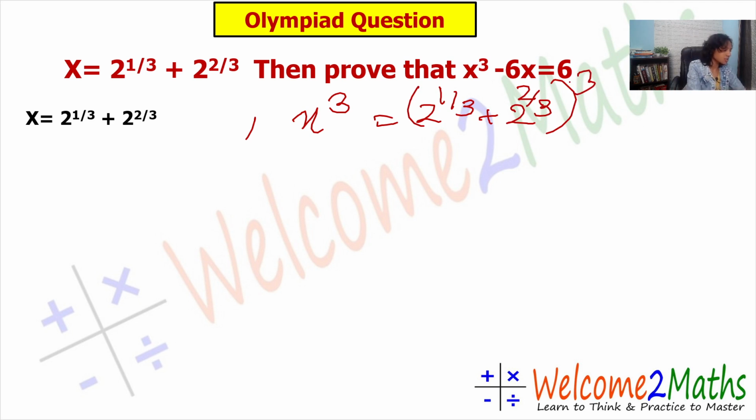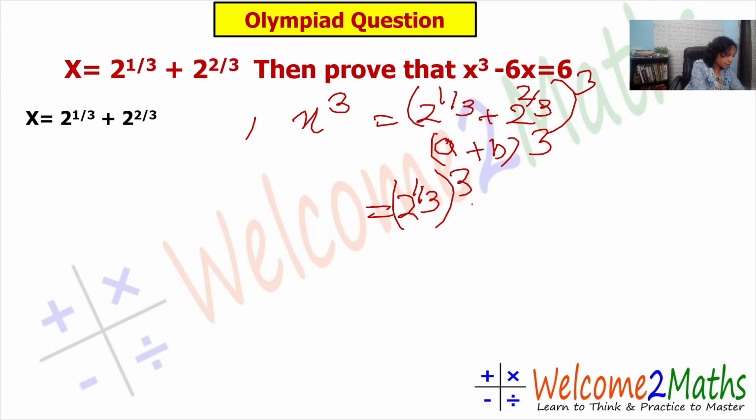So here you can see x cube is equal to (2 to the power 1/3 plus 2 to the power 2/3) whole cube. That means we can break this. It is (a plus b) whole cube, so we can write a cube plus 3a square b plus 3ab square plus b cube. So let's do it: (2 to the power 1/3) whole cube plus 3a square b, that means (2 to the power 1/3) squared, which becomes 2 to the power 2/3, and here is 2 to the power 2/3, because a square b.